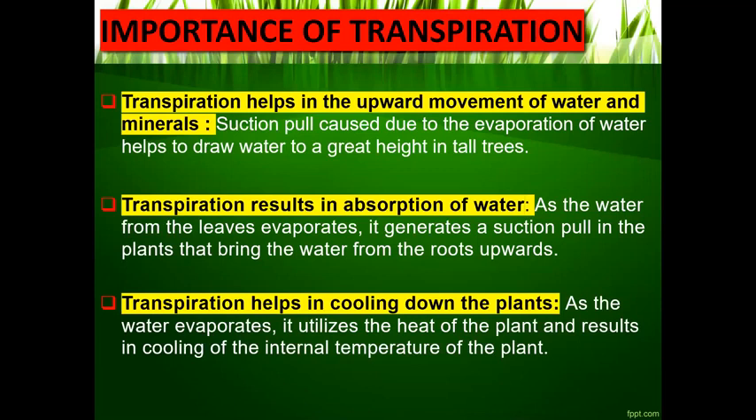Importance of transpiration. Transpiration helps in the upward movement of water and minerals. Suction pull caused due to the evaporation of water helps to draw water to a great height in tall trees. Another importance of transpiration is that transpiration results in absorption of water. As the water from the leaves evaporates, it generates a suction pull in the plants that brings the water from the roots upwards, called ascent of sap.